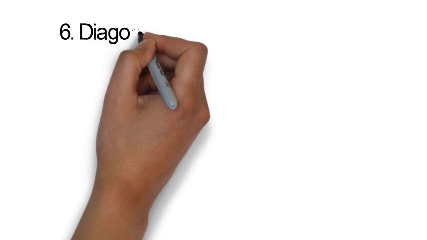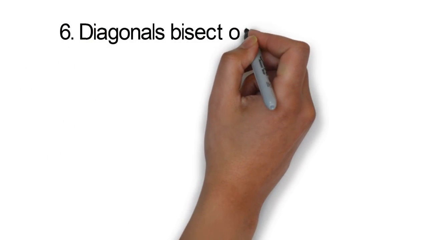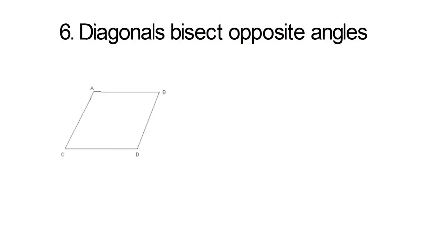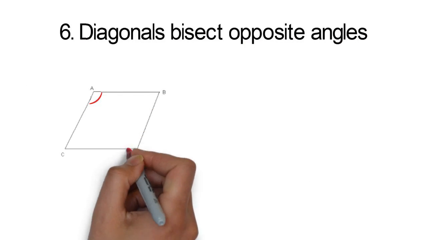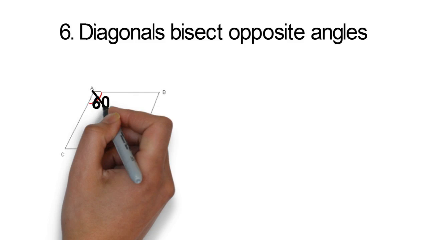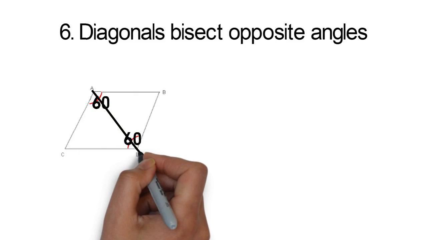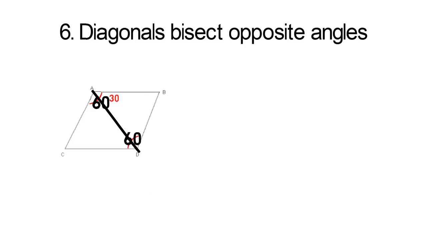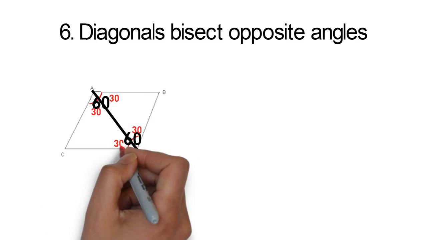Number 6. Diagonals bisect opposite angles. What do I mean by this? So if I have this angle to be 60 and I draw a diagonal through it, what it means is it divides the angle into equal halves. So I have 30 degrees here, I have 30 degrees here. Can you see that? Alright.